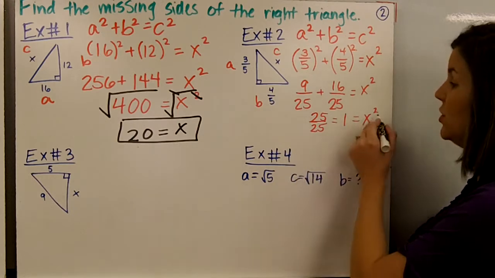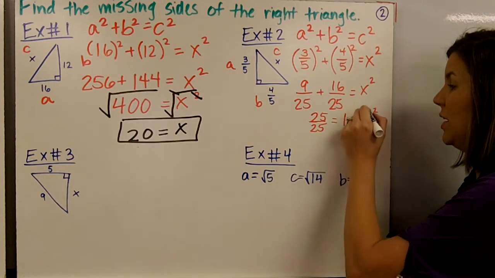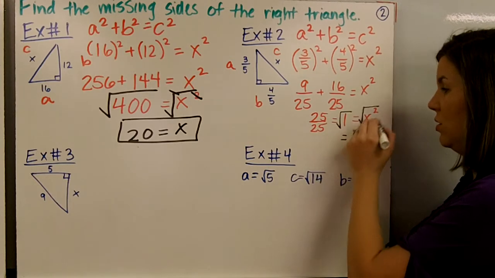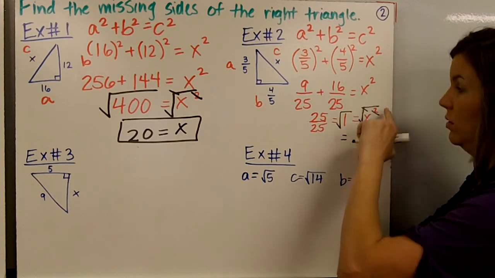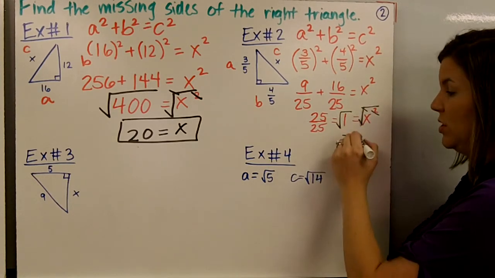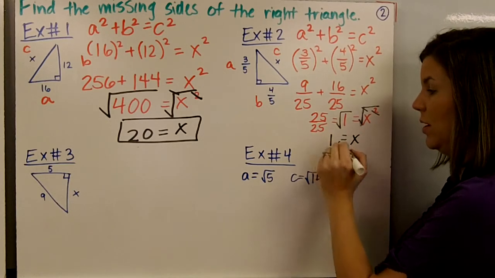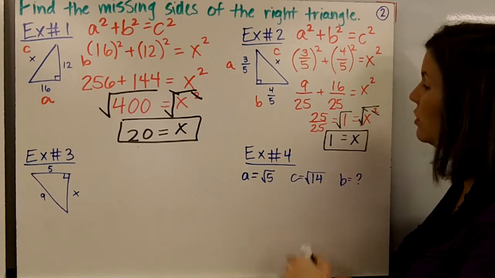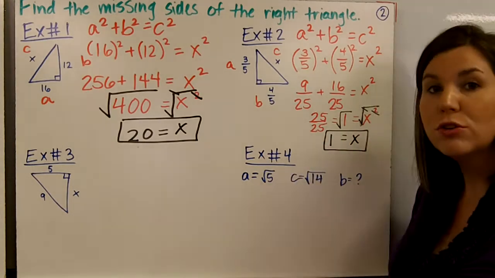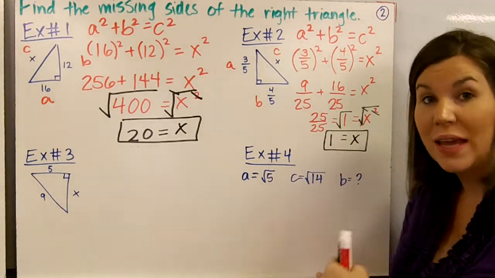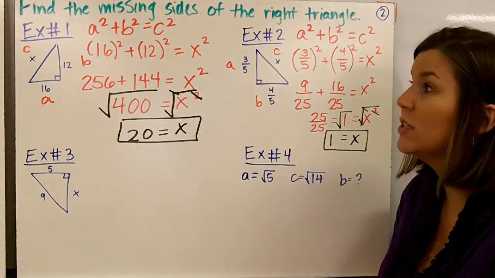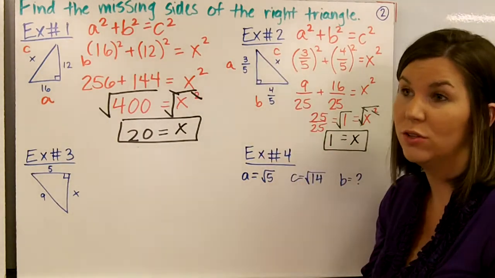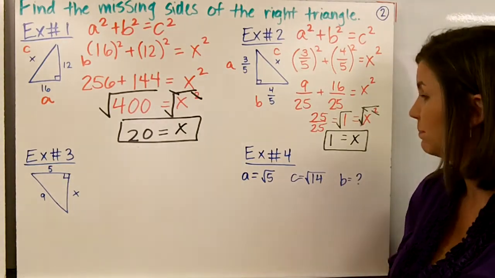So again, to undo something to the second power, we take the square root of both sides, and the x squared, the 2 cancels with the square root, so we just have x. The square root of 1 is 1. Now, when you take the square root of a number, usually you have a positive and a negative answer. However, since we're dealing with lengths and distances, all of these values will just be positive.